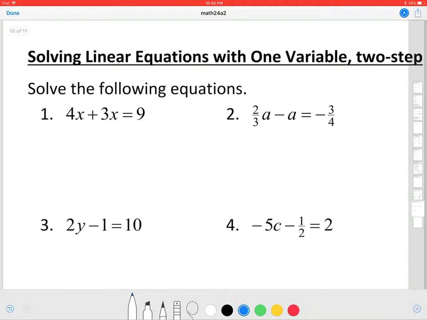Okay, this video is a continuation of the previous one where we solved linear equations with one variable. The previous one was just one step. This one requires two steps. All right, so let's begin.